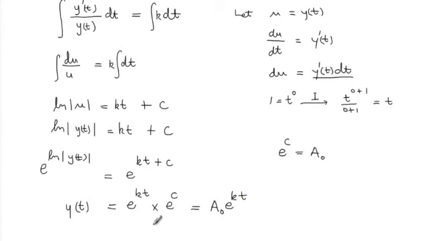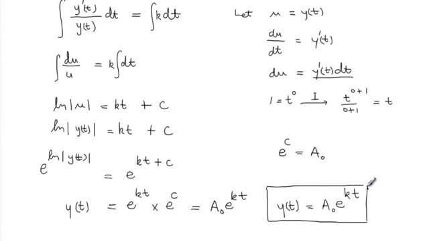So now the expression which I'm going to write here as y of t equals a0 e to the power kt is the expression for the population as a function of time. You can clearly see that it tells us that a population is given by an exponential function of natural base e. And the constant k is called the growth constant. So k here defines what we call the growth constant.